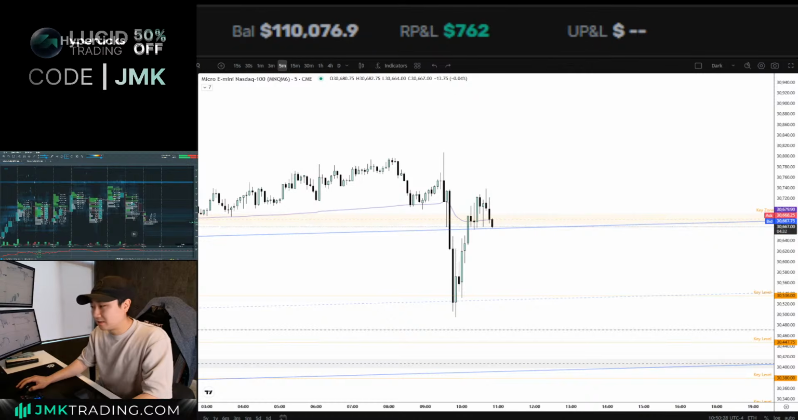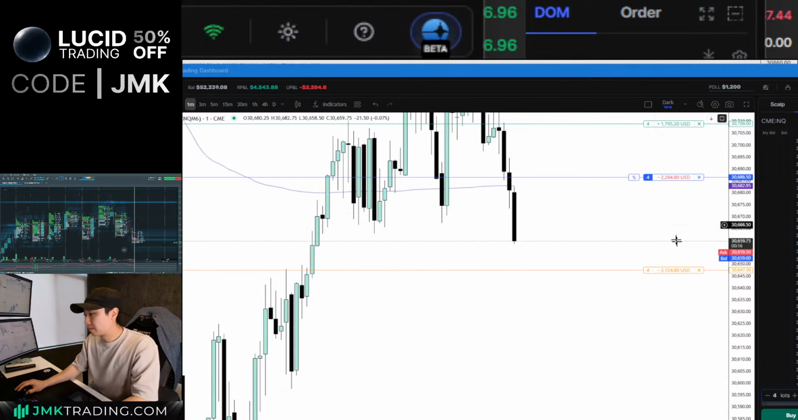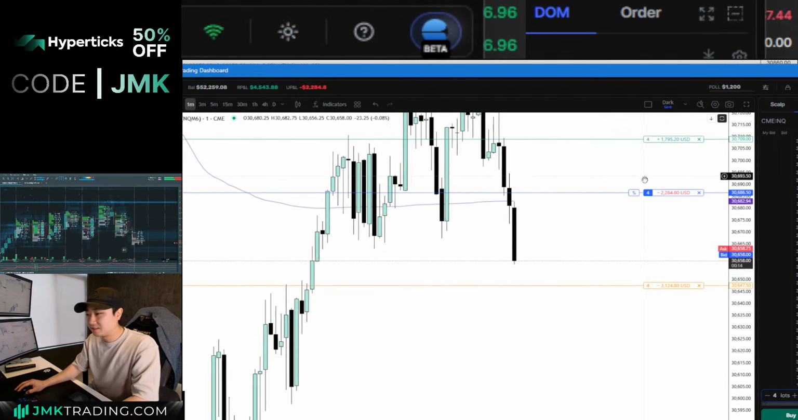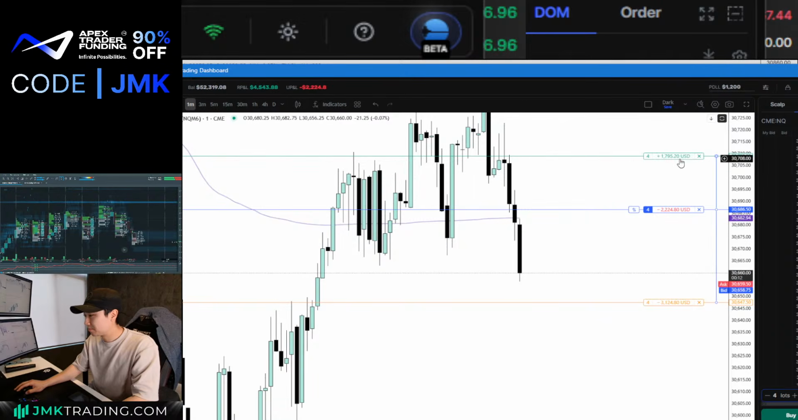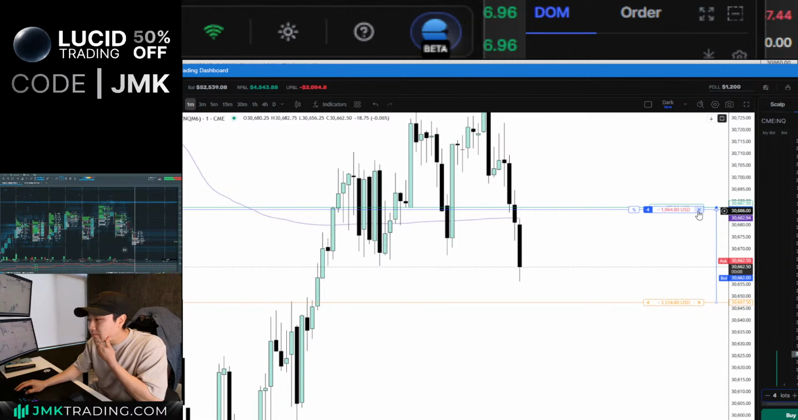I am trying to get to consistency on this account as well. Oh, you guys can't see. Deep chart? Oh, there you go. This would be consistency. Reverse trading, come on.